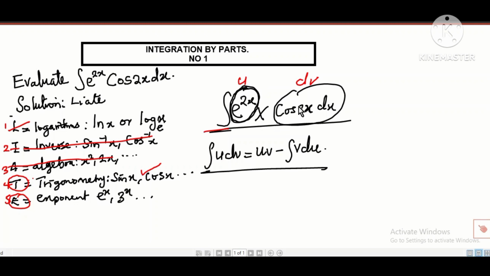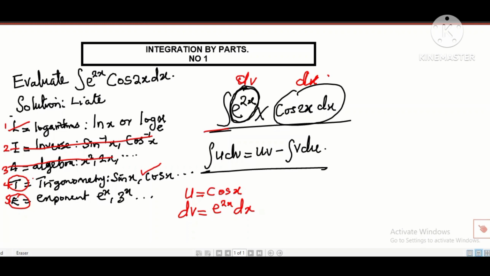Therefore, if you solve this in another way, you're going to get it wrong. So I'm going to call this place dv, and this is going to be my u. Therefore, I'm going to say that u is equal to cos 2x, alright? Because trigonometry comes first, and I have to say u must be first, and that u is coinciding with trigonometric function. And the second one is the dv, which is this. So I'm going to say that dv is going to be equal to e to the power 2x dx. So if you look at this, there are two functions here.